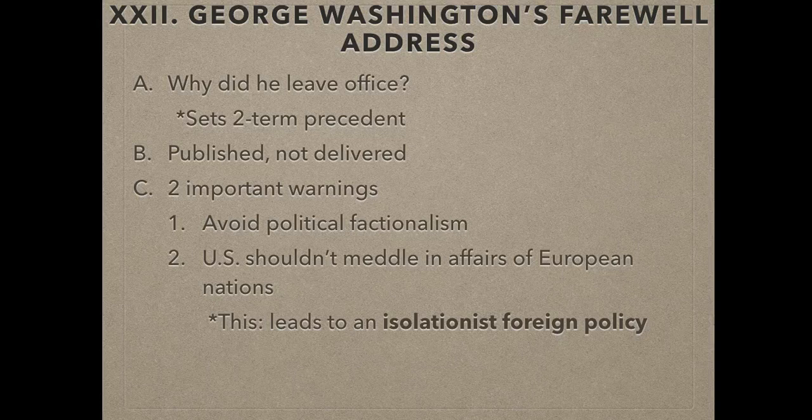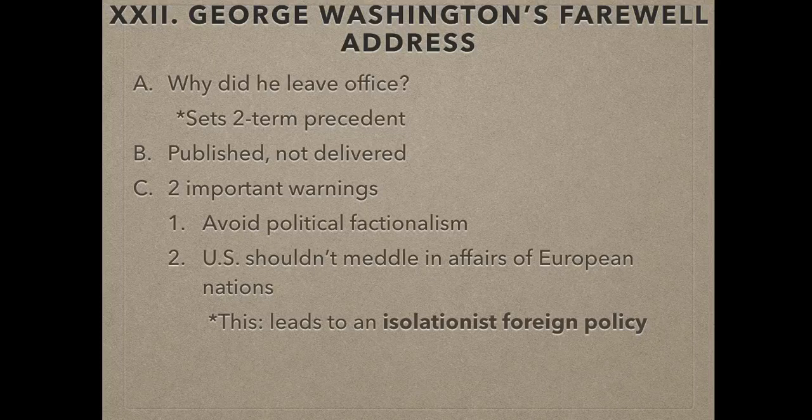So isolationist foreign policy would be this. The United States tries to remain neutral in foreign conflicts as much as possible. That's really the simplistic version of it.